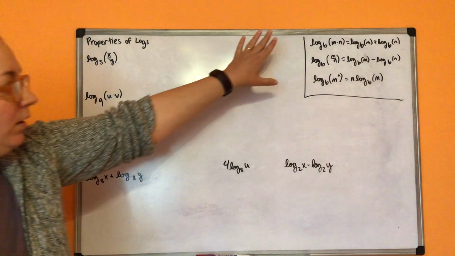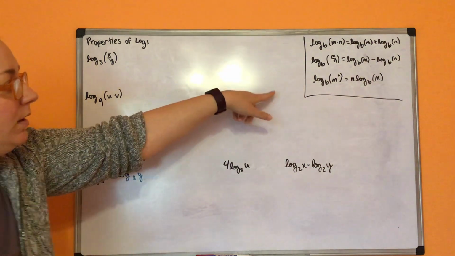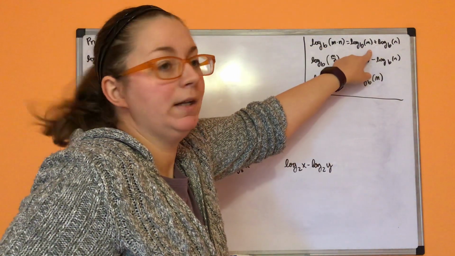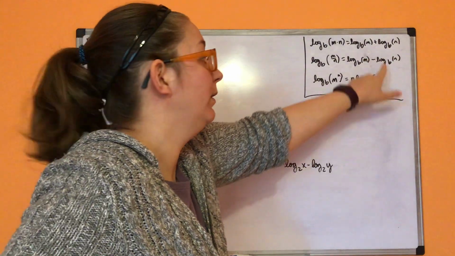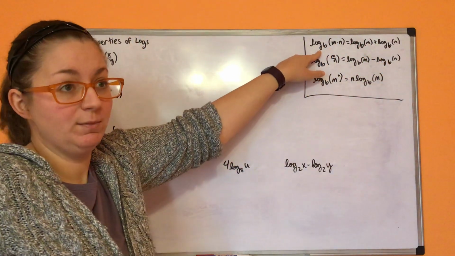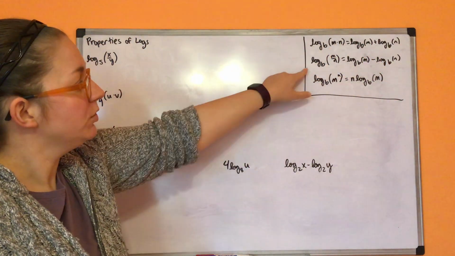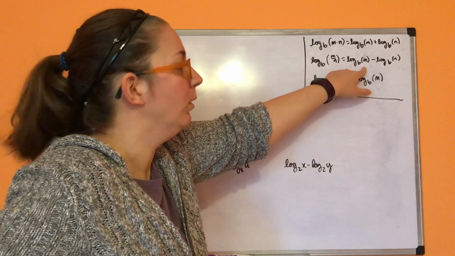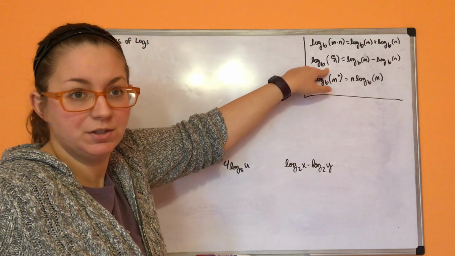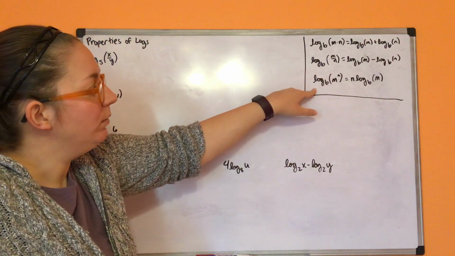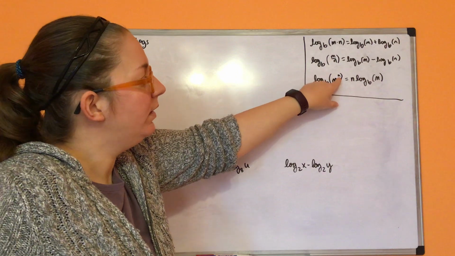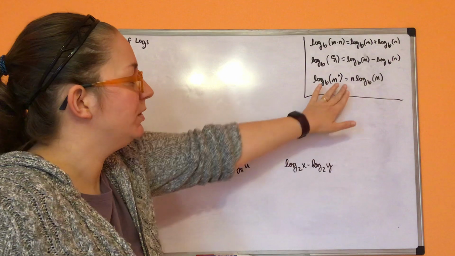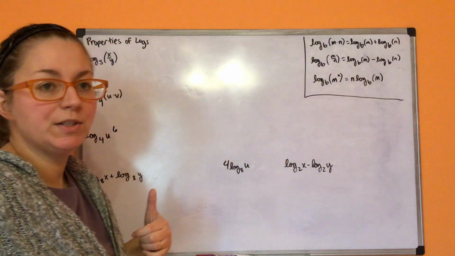So here are the three main properties we're going to use. The product rule, which says if I have multiplication inside a log, I can rewrite that as addition. Or I can go the other way around. If I have addition, I can rewrite it as multiplication. The quotient rule, which says if I'm dividing things inside a log, I can rewrite it as subtraction, or go the other way around to write subtraction as division. And the power rule, which says if I have an exponent inside a log, that's the same as making the exponent into a coefficient multiplied in front. And once again, you can go the reverse order as well.